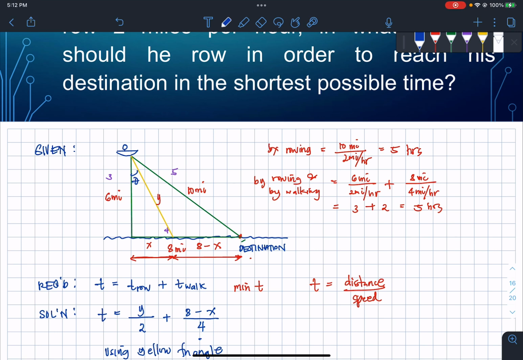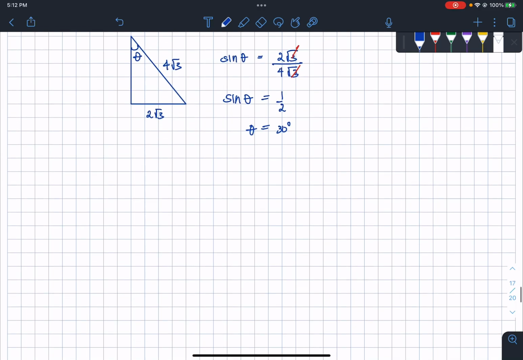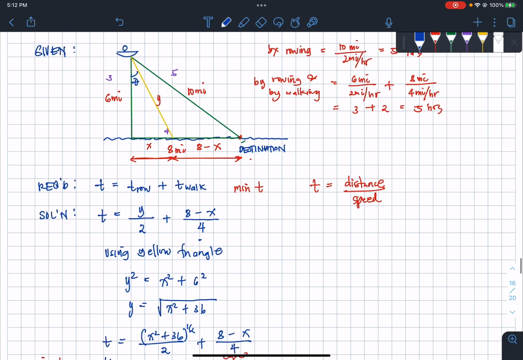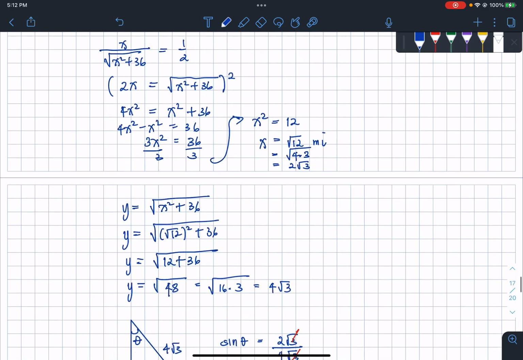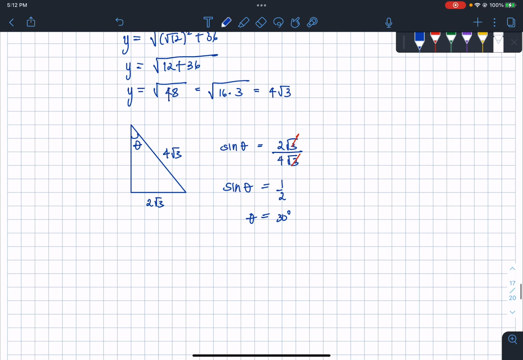So let's try to verify, if what we said earlier is really the shortest time. So far what we get would be 5 hours. So if he travels or rows, right? So the time equals the time rowing plus the time walking.